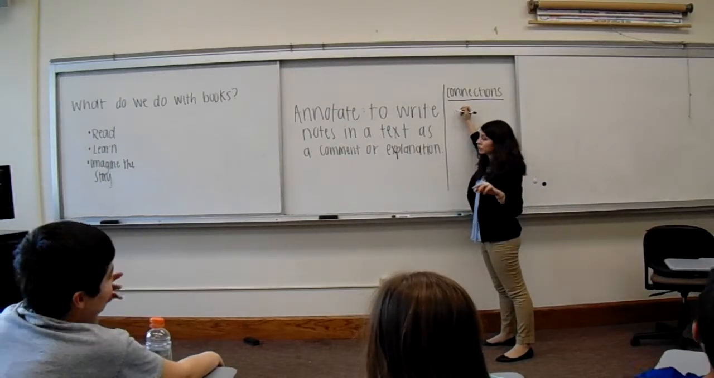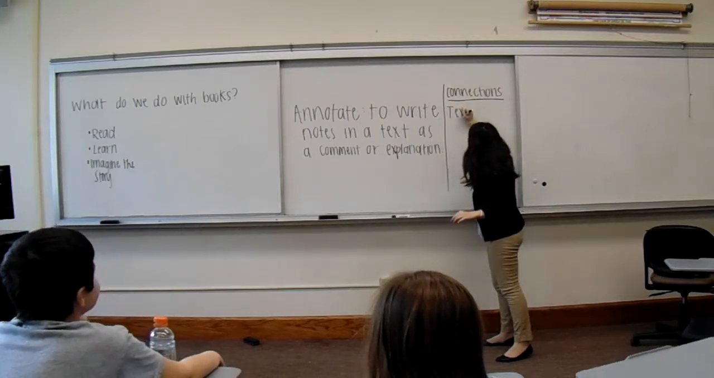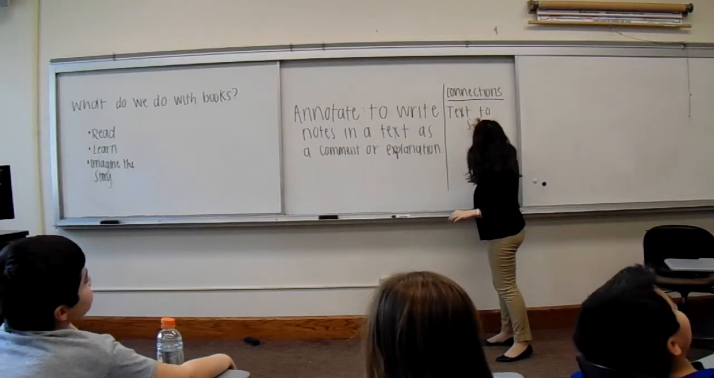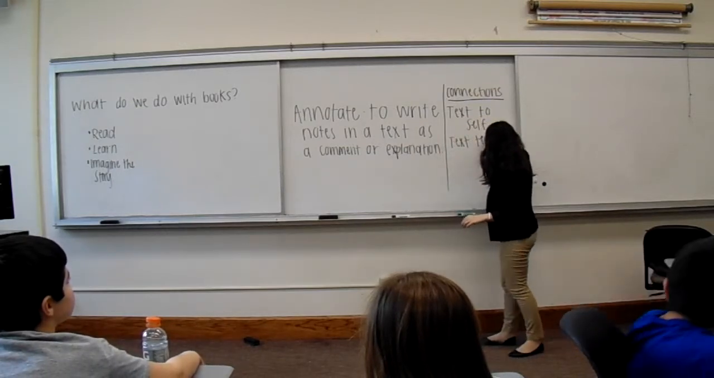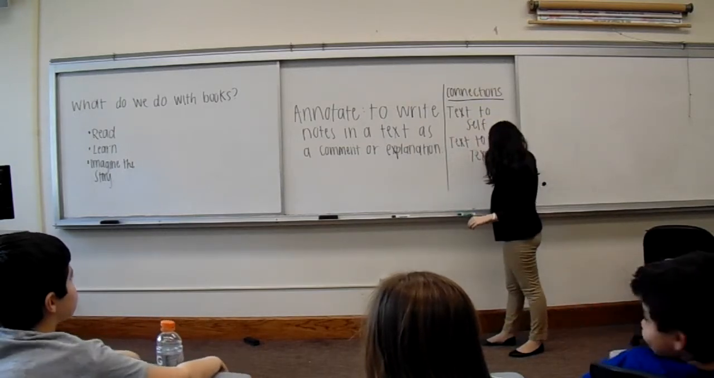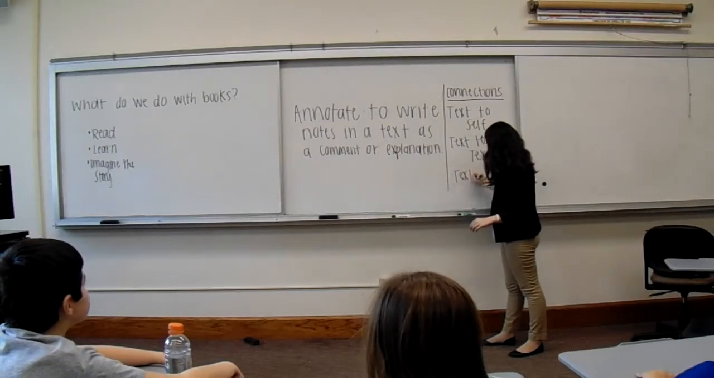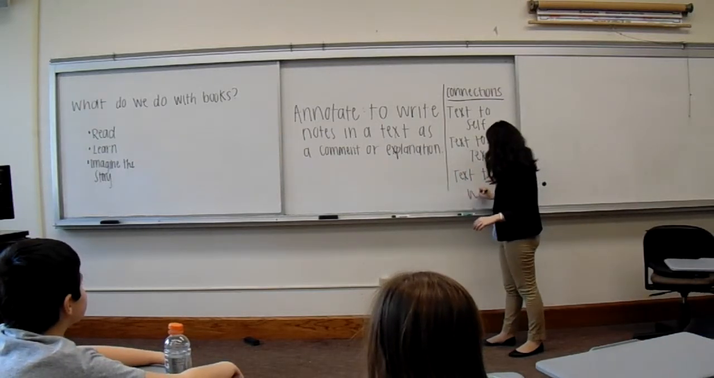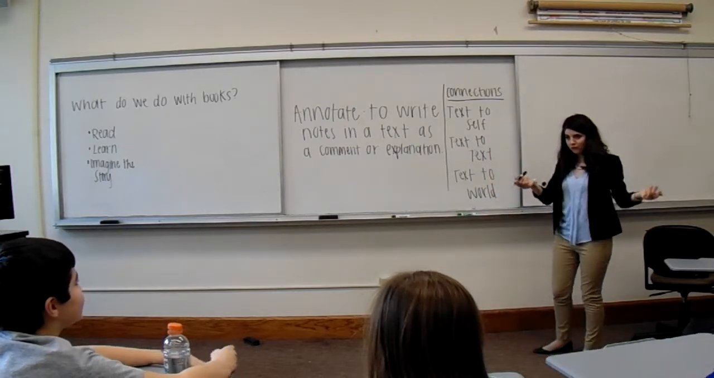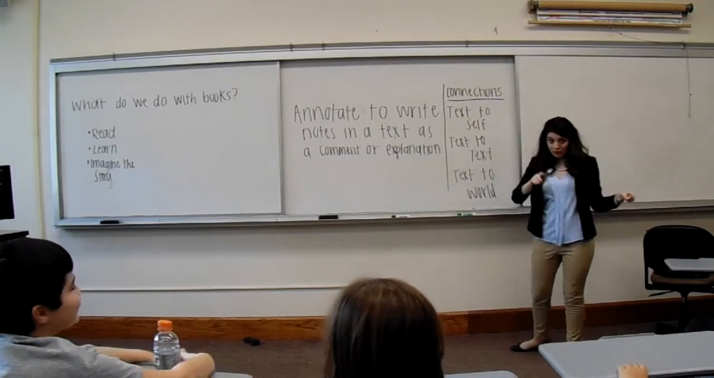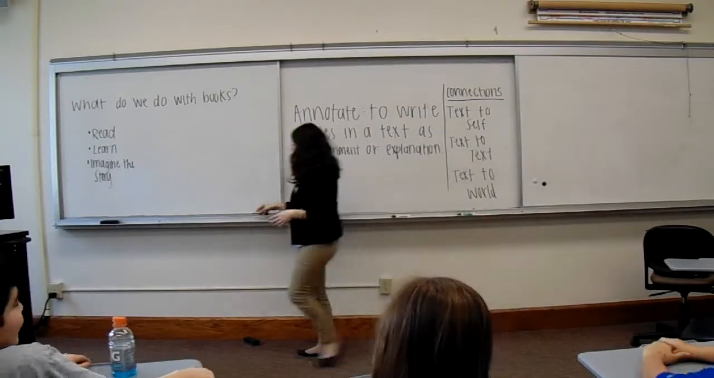So there's three kinds of connections we're going to learn about today. You have text to self, text to text, and text to world. And the reason I like the cell phone idea is because what do you do with a cell phone? Text. So that's one way we can remember that. But we're going to give you another way to remember it. We're going to do something with our hands.